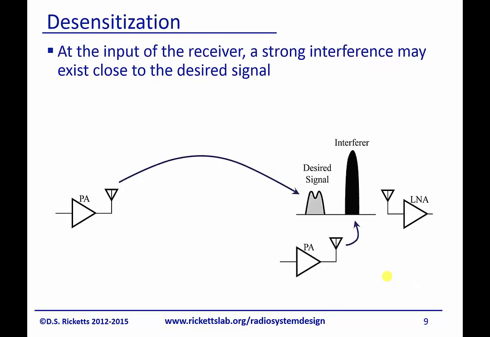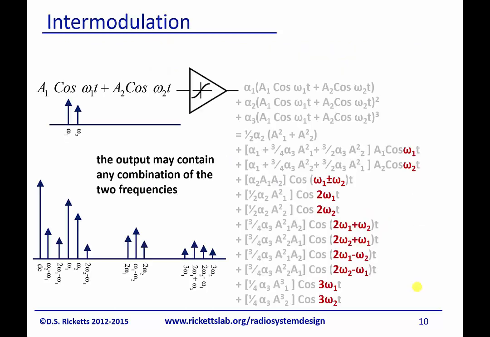At the input of the receiver, a strong interferer may exist close to the desired signal. So here's what we transmit. Here is the cell phone tower right next to us, or it may be a radio that's right next to you. And your receiver is going to receive both of these signals. And so let's look at intermodulation when we receive two signals. So here's an example of our first signal and our second signal.